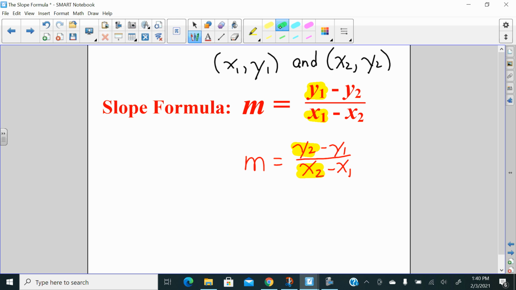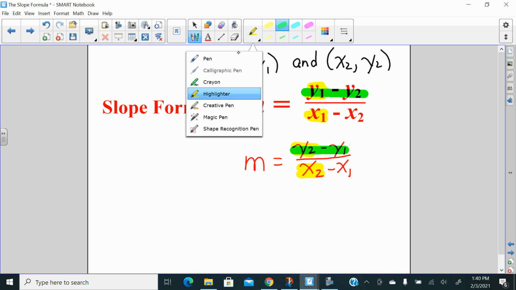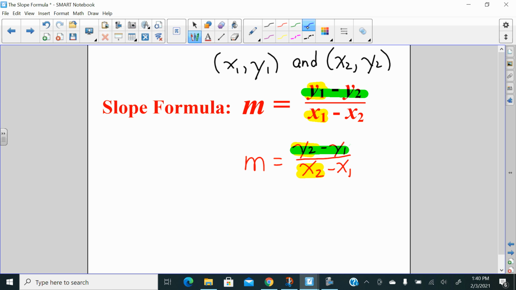What really matters is that I always put the rise on top, the y's. When I'm subtracting my y's, I'm finding the vertical distance. So that's in line with the y-axis. And one thing that always helped me, because I knew about direct variation before I learned slope, is I remembered that when I had that formula for direct variation, it was y over x, and the slope formula does the same pattern, the y over the x.